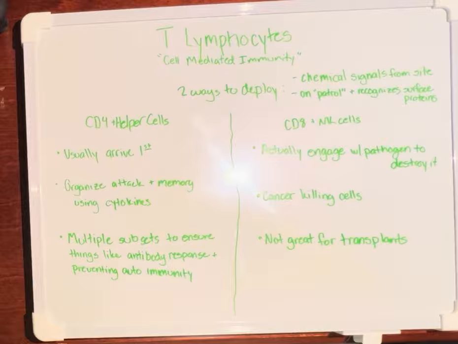Air controls, where they're kind of telling everyone what to do, and they're doing that using cytokines. There's also multiple subsets to these types of T lymphocytes. Like I mentioned, the antibody response, and it also prevents autoimmunity.